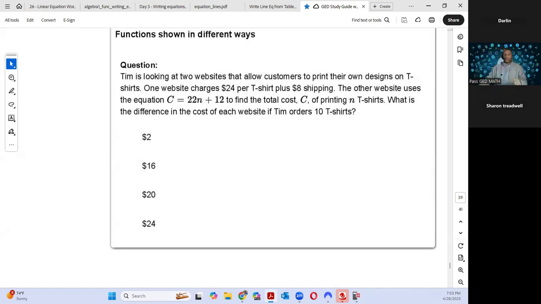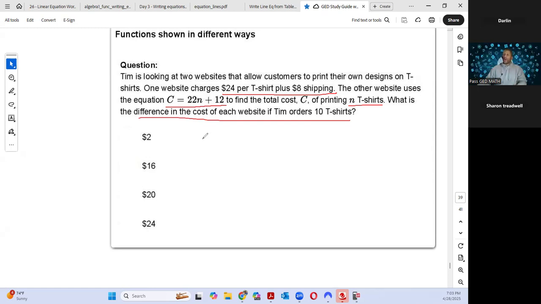It says Simmons is looking at two websites that allow customers to print their own t-shirts. On one website, they charge $25 per t-shirt plus $8 shipping. We're gonna do the first one first. Then the other website uses the equation C equals 22N plus 12 to find the total cost C of printing N t-shirts. What is the difference in the cost of each website if Tim orders 10 t-shirts?